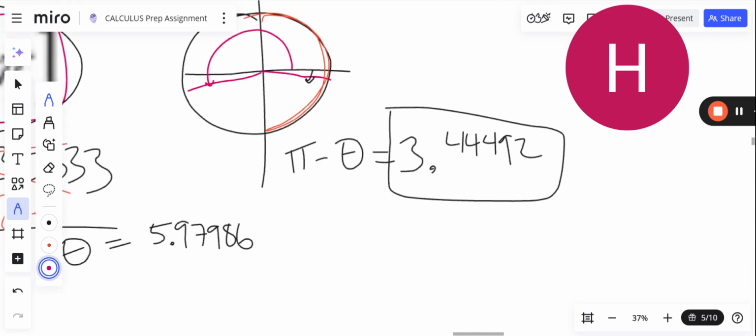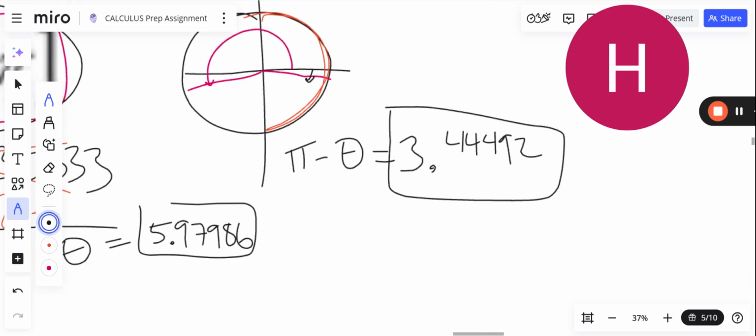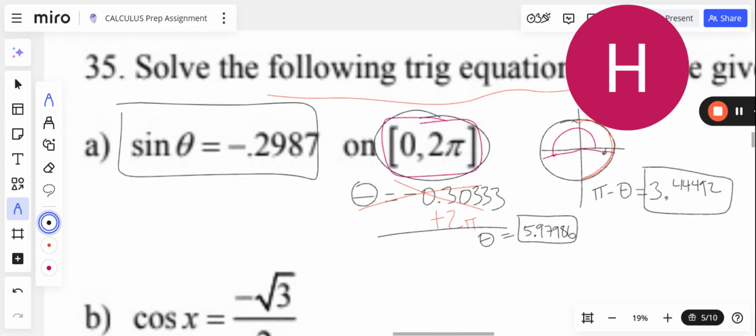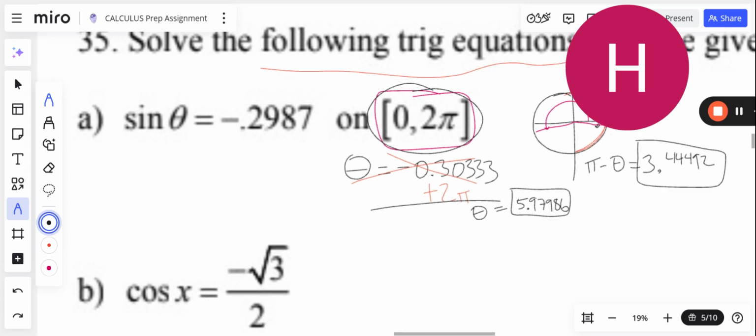All right, I think we're going to be good with these two answers, given the interval. We have to respect the interval. So solving the trig equation is one thing, but putting your answers into the correct interval is another part of the battle. Okay.